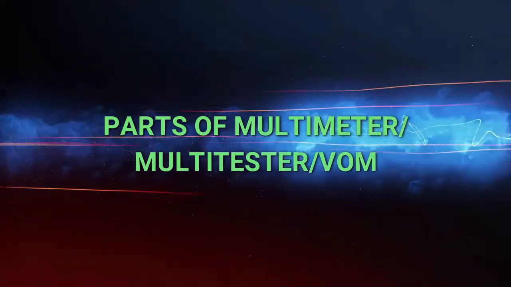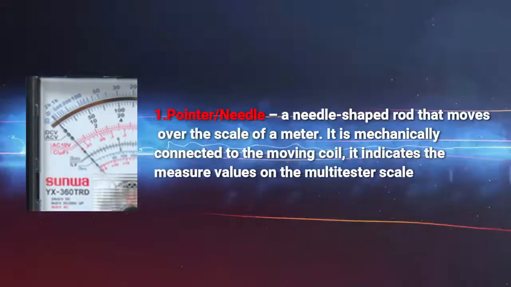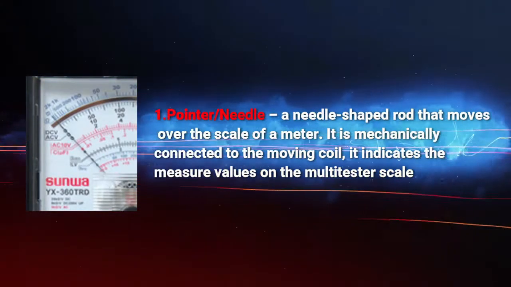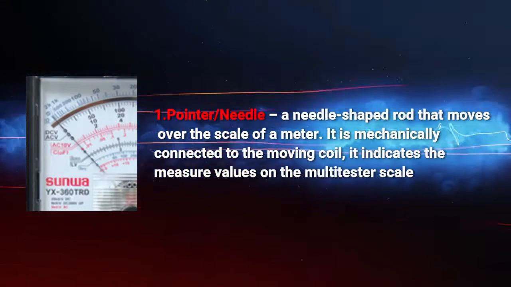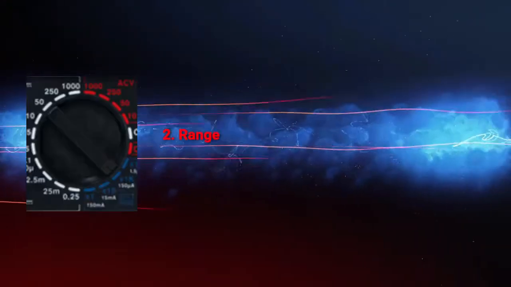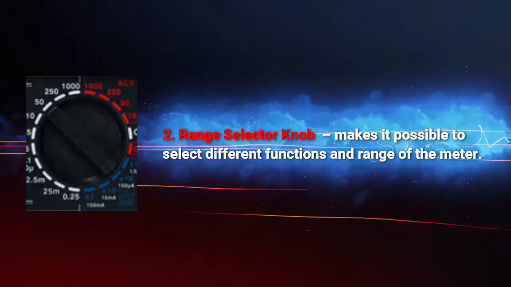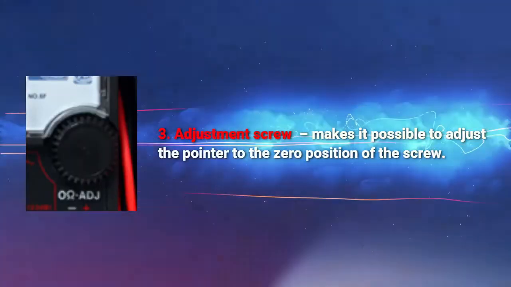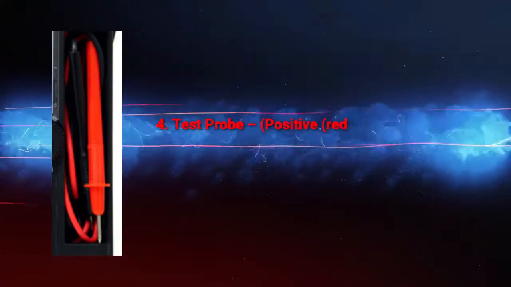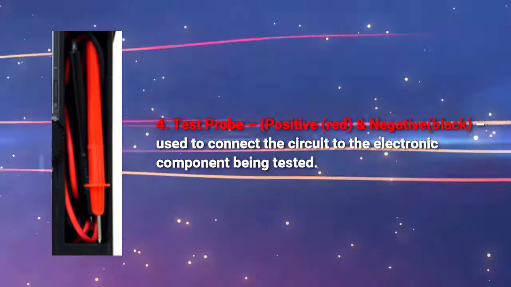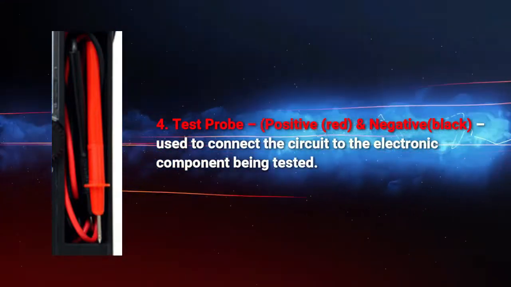Parts of a multimeter, multi-tester or VOM. First, pointer or needle: a needle-shaped rod that moves over the scale of a meter. It is mechanically connected to the moving coil. It indicates the measured values on the multi-tester scale. Second, range selector knob makes it possible to select different functions and range of the meter. Third, adjustment screw makes it possible to adjust the pointer to the zero position of the screw. Fourth, test probe, positive for the red color and negative for the black color, used to connect the circuit to the electronic component being tested.